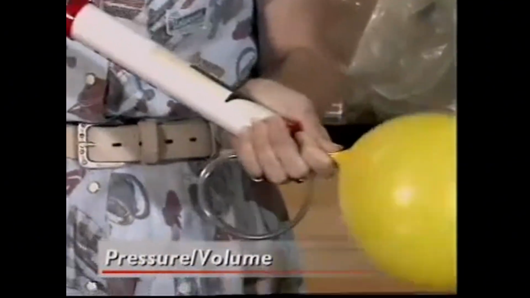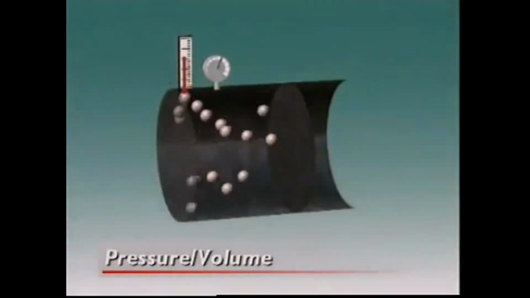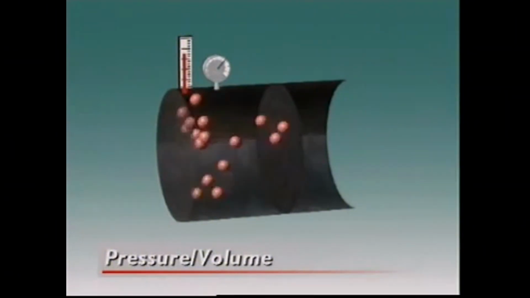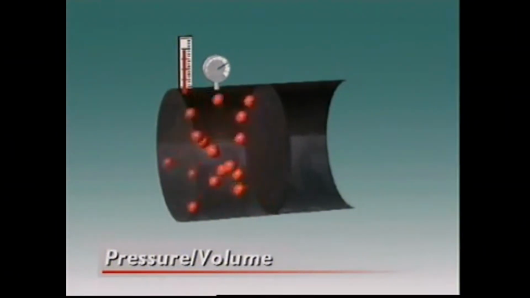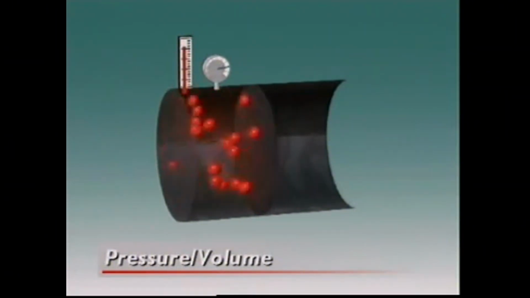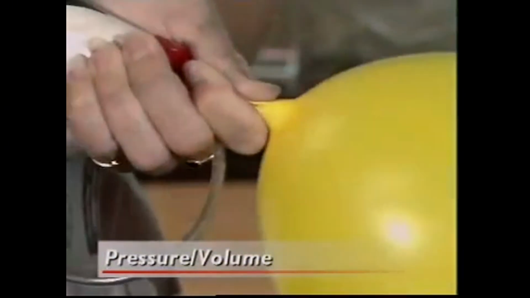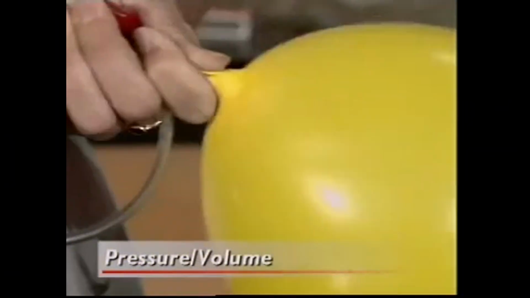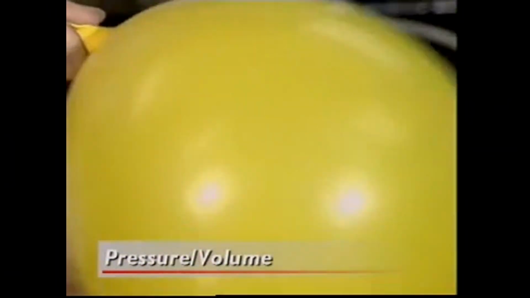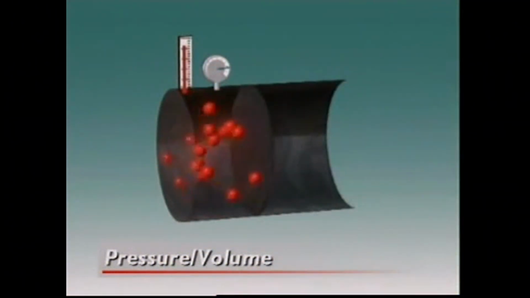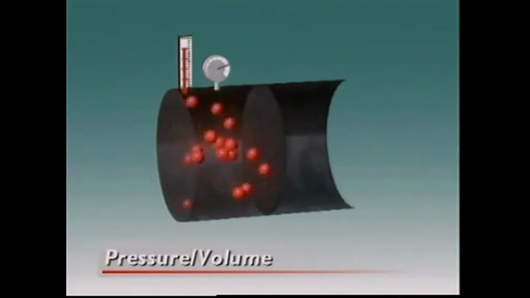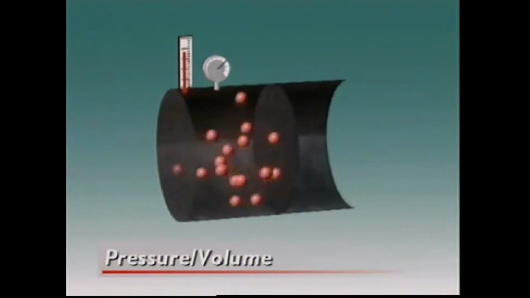The cylinder of this bicycle pump contains air. Its exit is sealed with a pressure gauge. As the plunger is pushed in, the air is forced into a smaller volume. At the same time, the pressure gauge shows an increase in pressure. It is this increase in pressure that allows the pump to do its work. When the plunger is pulled out, the volume occupied by the gas grows larger and the pressure drops.